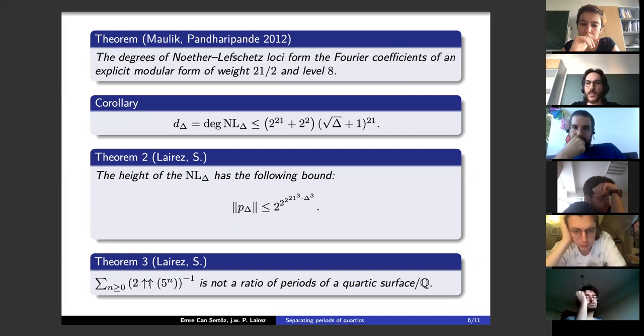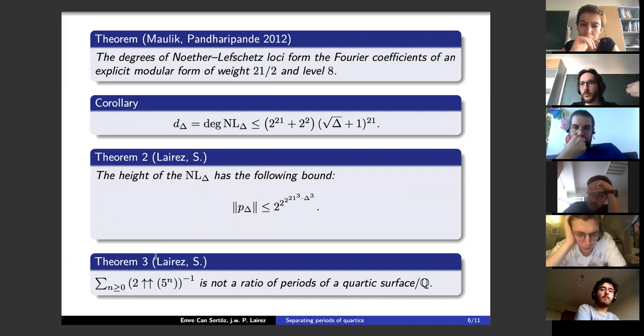and I should say what this double arrow indicates. And this double arrow is Knuth's tetration. It says, write a power tower of 2s, and this power tower should have height 5 to the n. So I'm going to write 2 to the 2 to the 2 to the 2 to the, and there will be 5 to the n many 2s in this tower, and then I will reciprocate and then sum. So this is a hyper-super Liouville number, and we claim it's not a ratio of periods.